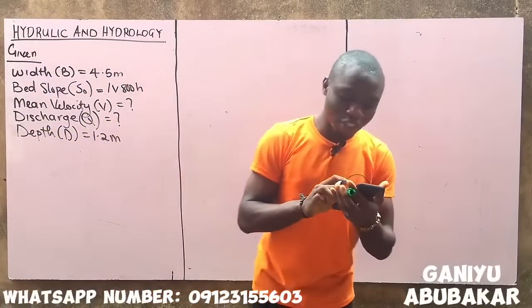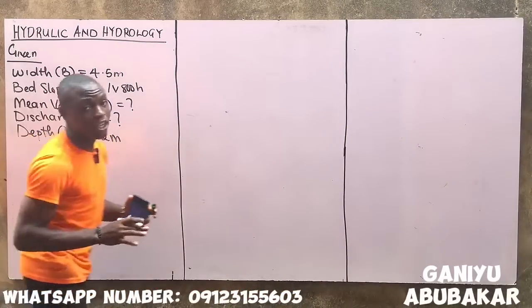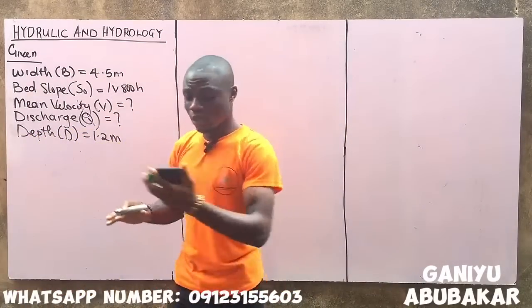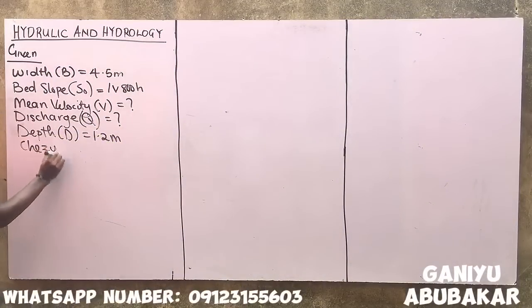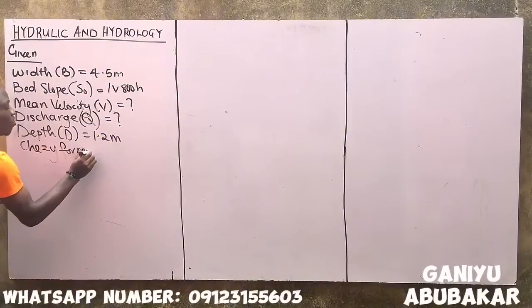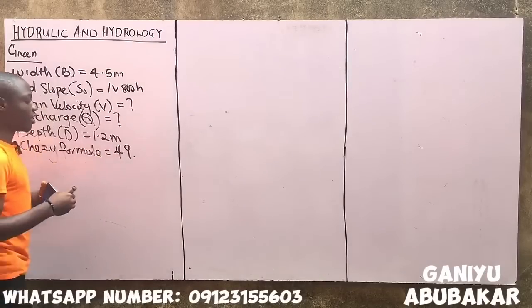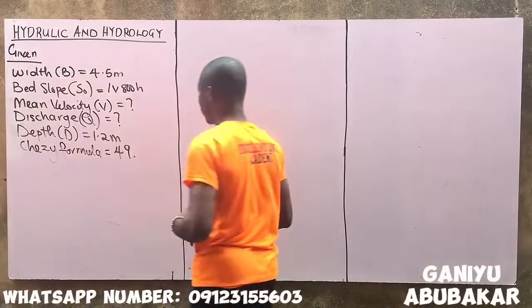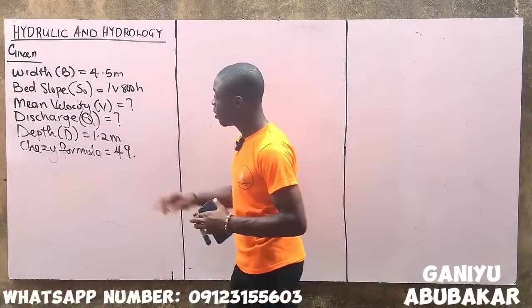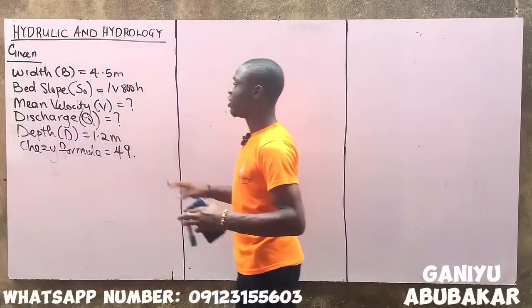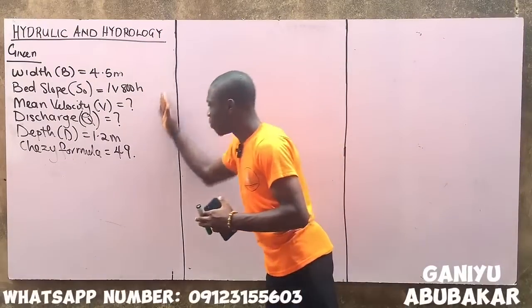Finally, I'm given the Chezy formula, that's C. That Chezy formula is a constant value, 49 in SI units. This is all I'm given in the question. So my task here is to look for mean velocity and discharge, and we're good to go. I have now listed all these parameters.